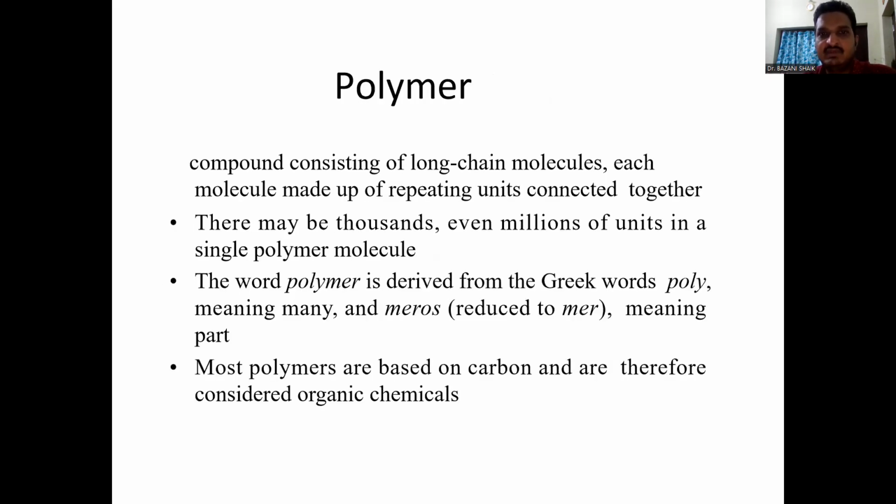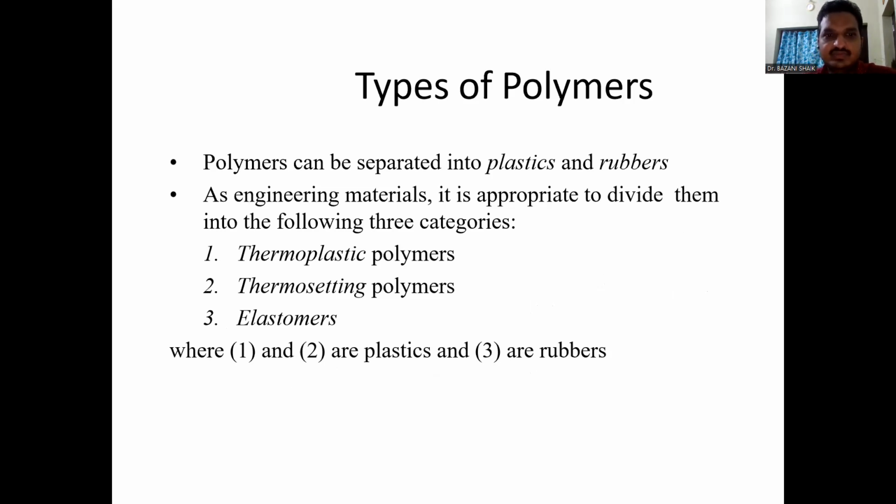First of all, a polymer is a compound consisting of long chain molecules. Already we know how molecules are formed and called monomers, and how these monomers are combined to make the macromolecule, and how the characterization takes place to give the final structure of polymers. Thousands and even millions of monomers make a single polymer molecule. Most polymers are based on carbon and are considered organic chemicals.